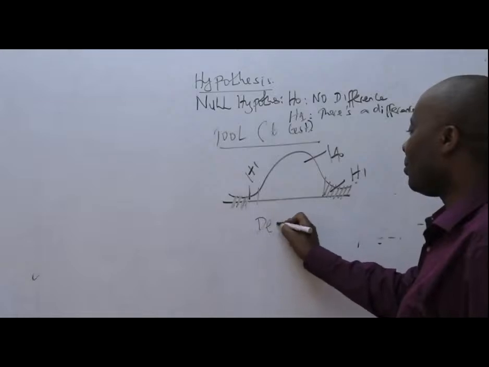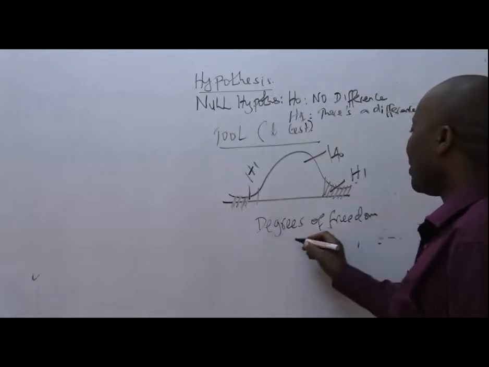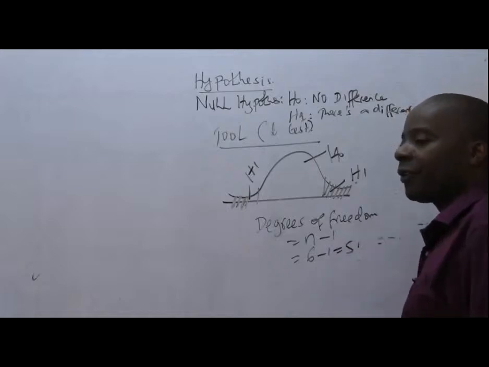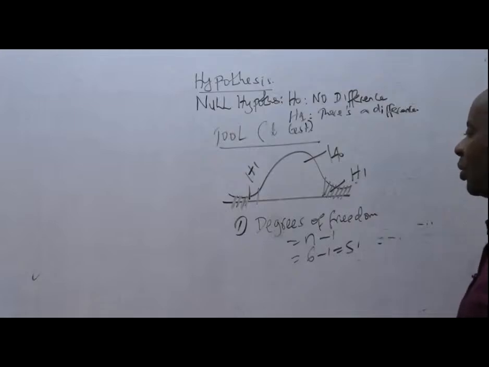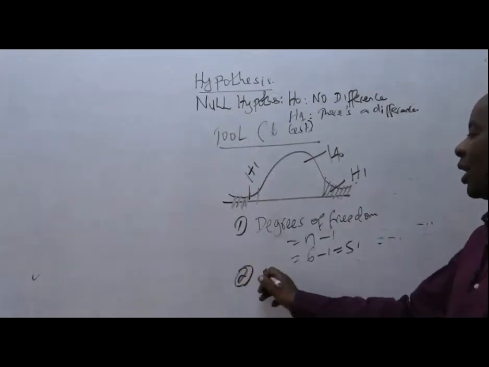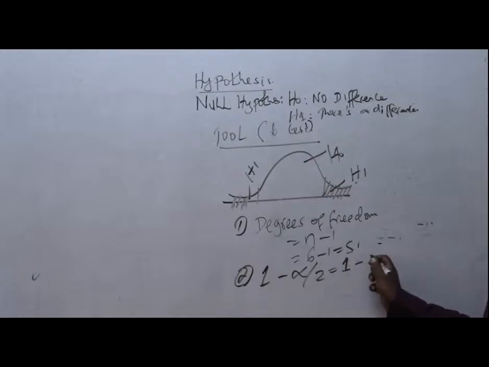Remember, degrees of freedom is n minus 1, n is 6 minus 1, which gives me 5. This is one of the things required for us to be able to read the T critical. And then number 2, we have 1 minus alpha over 2, so this will be 1 minus 0.05 over 2. Which will end up giving us what figure?